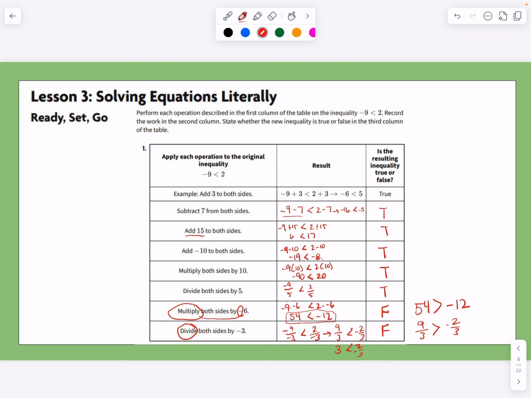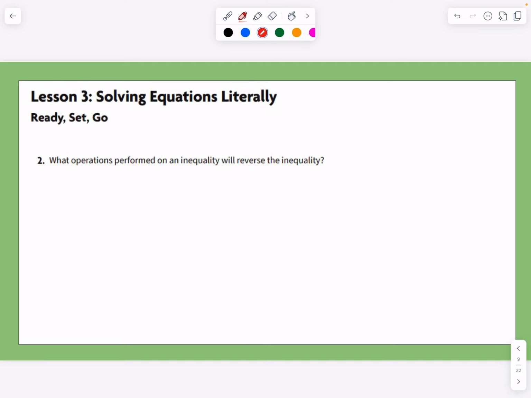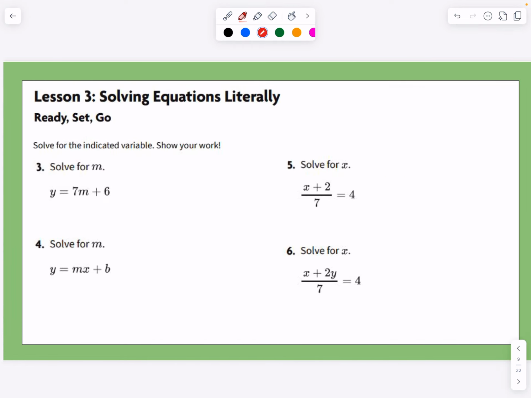So I have a problem when I'm multiplying or dividing by a negative number, don't I? Which is really kind of your next question. So when multiplying and dividing by a negative number, I need to make sure that I reverse the inequality whenever I multiply or divide by a negative number. So make sure you do that when you're working with inequalities.